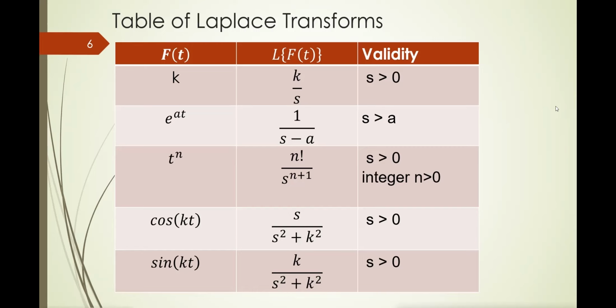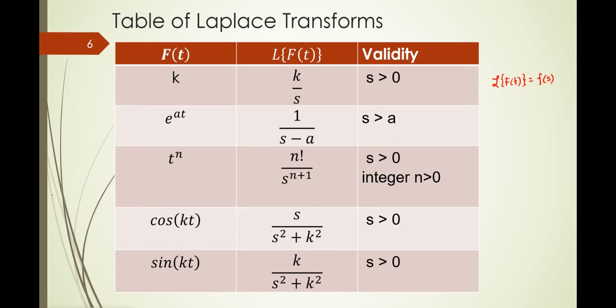Again, when you are asked to solve for the Laplace of any function of t, your answer would be a function of s. That's why you notice here the answer is k over s. For e to the at, it's 1 over s minus a. For t to the n, it's n factorial all over s raised to n plus 1. Do take note that n is an integer that's greater than 0.